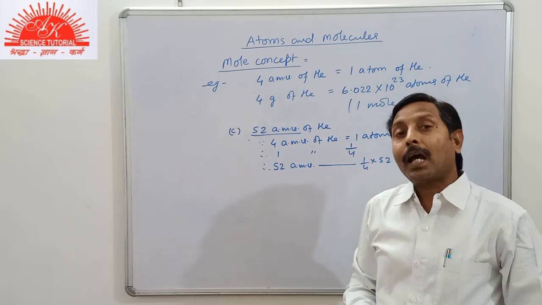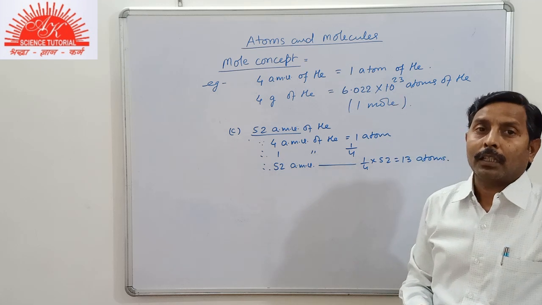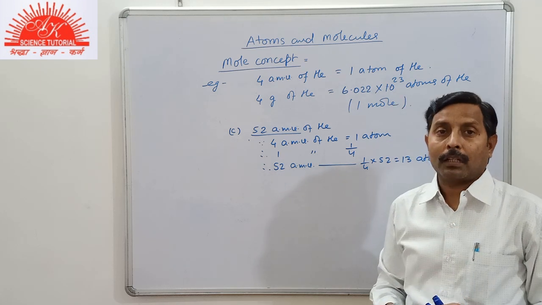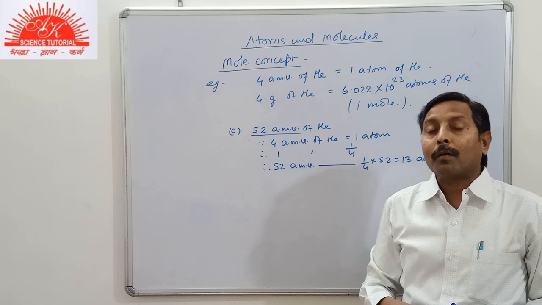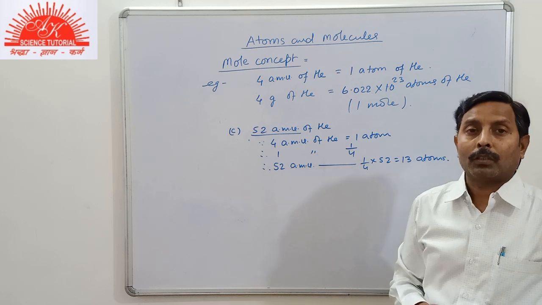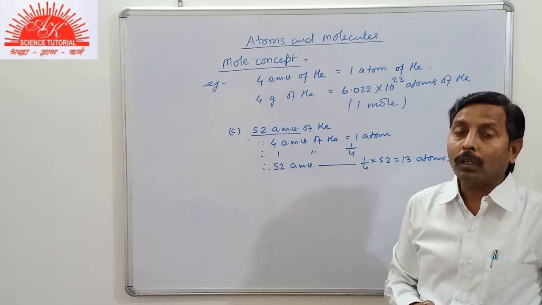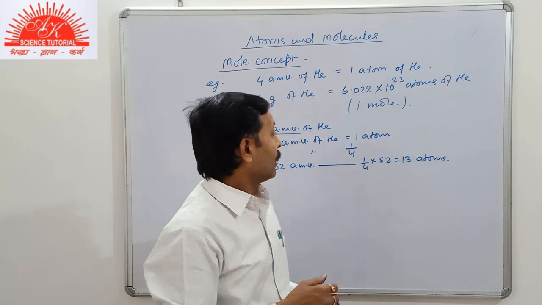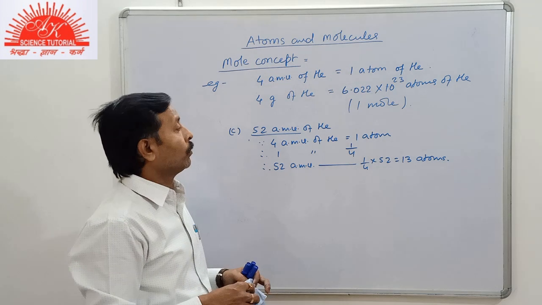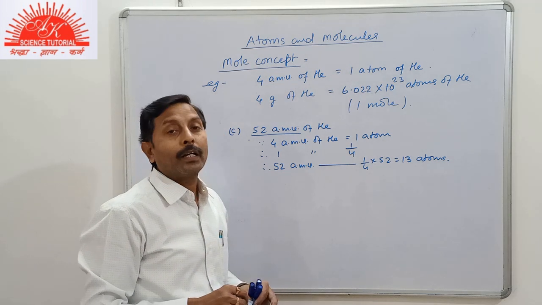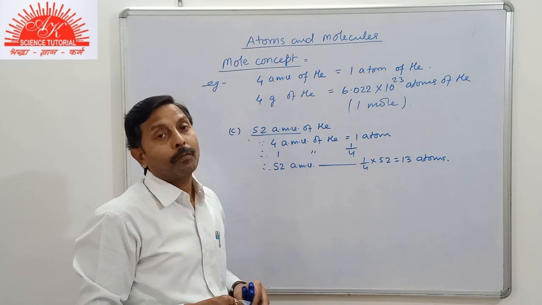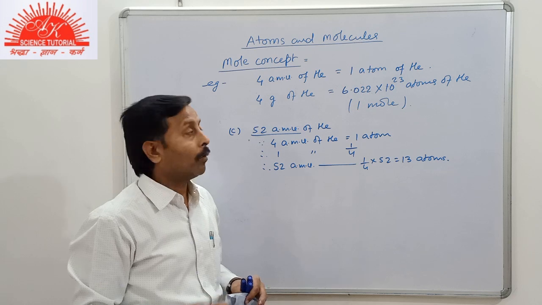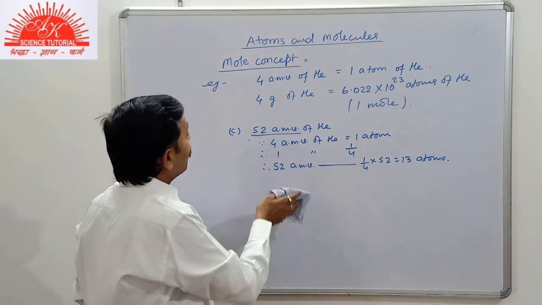So in part B and part C you can easily make a difference. In part B the mass was given in gram, so we compared it with mole or Avogadro's number. But in part C the mass is given in AMU, so it is compared with relative atomic mass. Now this was the first example.